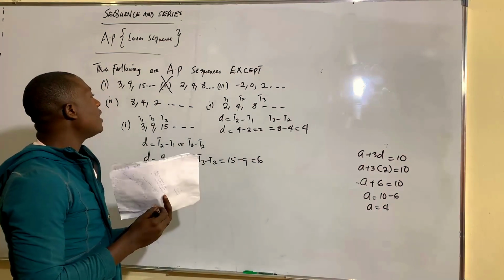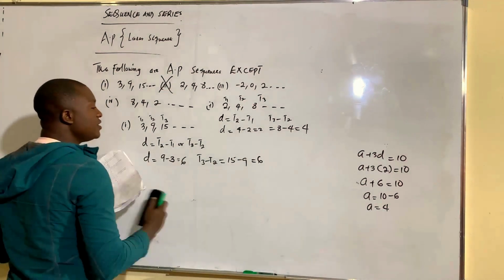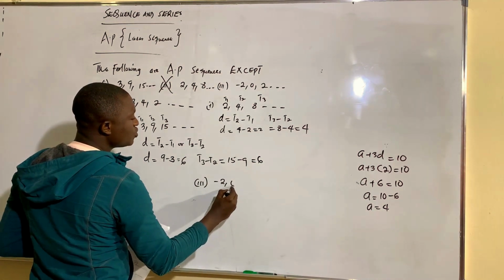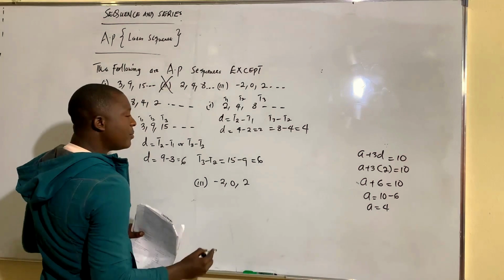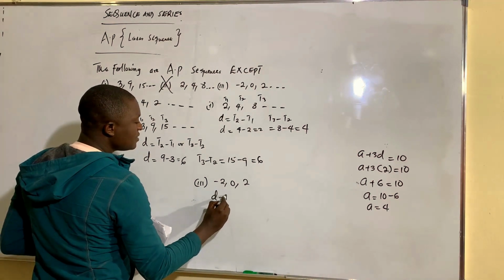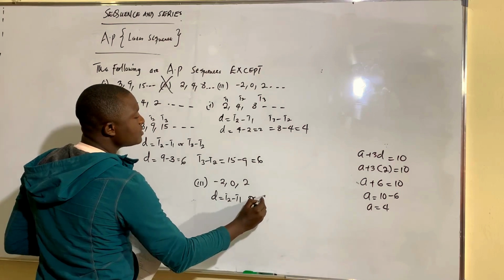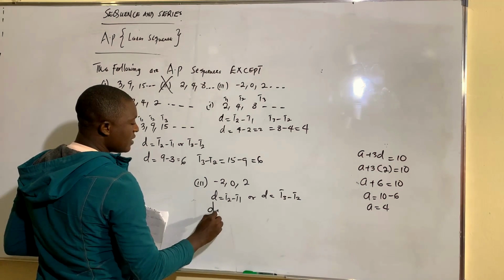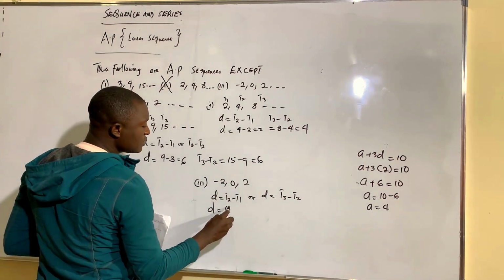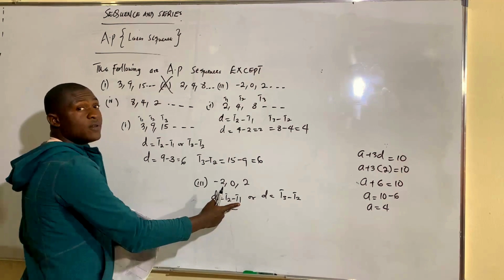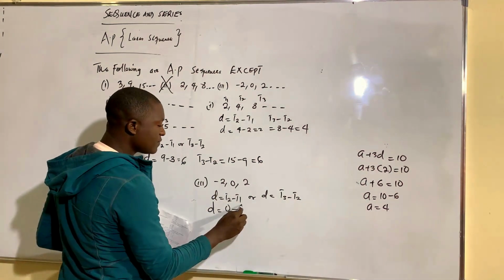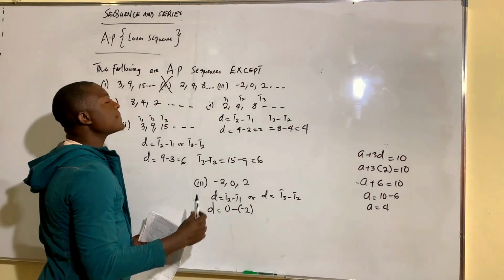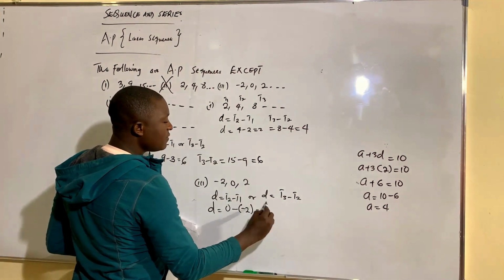the third one. Is it going to be an AP? What we have there is minus 2, 0 and 2. If I use the same approach, the common difference is second term minus first term, or I can say common difference is equal to third term minus second term. So here the common difference equals second term, which is 0, minus the first term, which is minus 2. You can see minus minus, that's going to be what? Plus, exactly. So our common difference here is going to be 2.